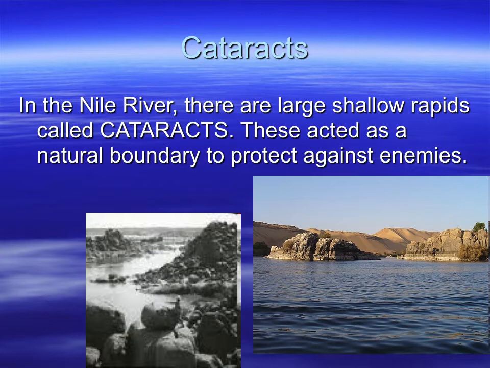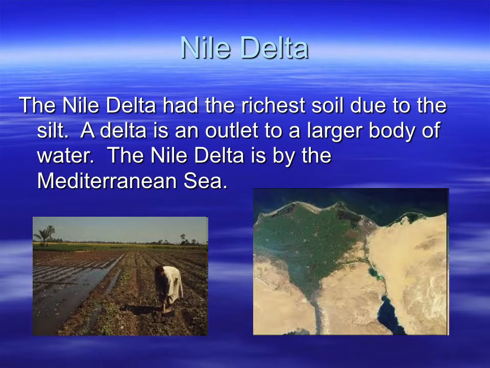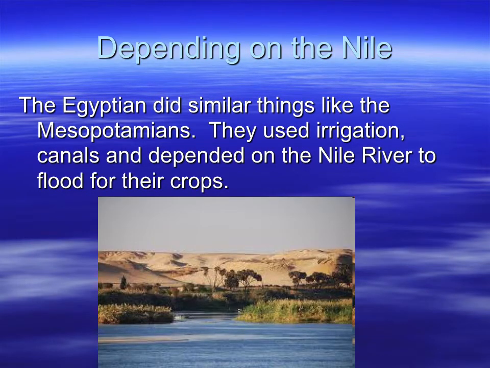Armies could not go up the river without dealing with these cataracts, and they definitely didn't want to cross a desert. We talked earlier about the Nile Delta. Notice the green area there in that picture is the Nile Delta from a satellite image, and the Nile Delta is going to be the most fertile area in Egypt, and that's where most of your population is going to live. The Egyptians used irrigation and canals, just like a lot of these early civilizations on the Nile River, for their fields.